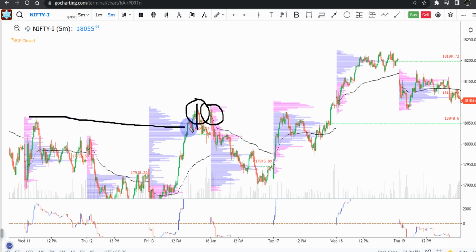The breakout was from this level. Sorry for not being a straight line. The second day consecutively it tries and fails, and from failed moves come fast moves. You might have heard that. So this is what happens.